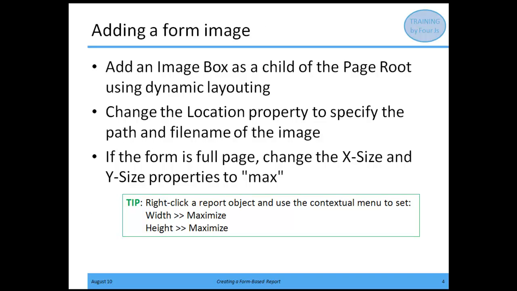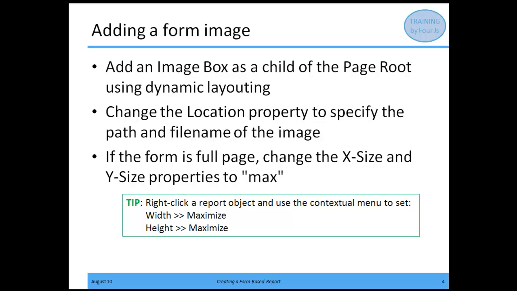So what are the steps to creating your form-based report? The first thing you want to do is add the form image to the report. So you'll go ahead and scan your form, save it as an image, and then inside of your report designer, you're going to start with a page root and add an image box as a child of that page root. You'll add the image box using dynamic layouting.